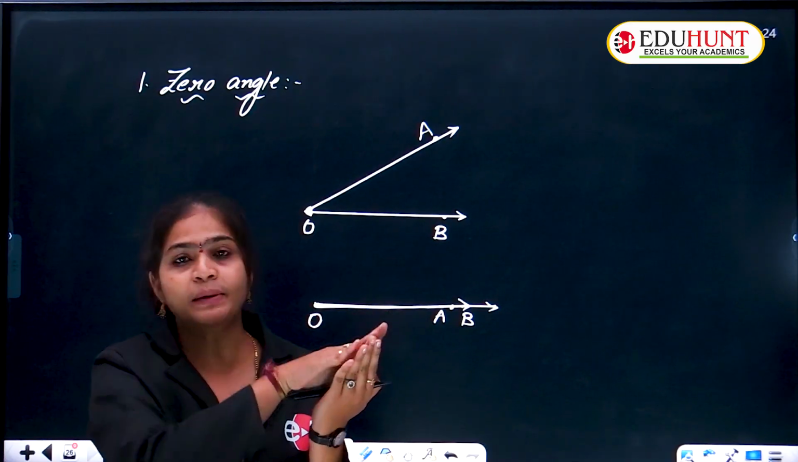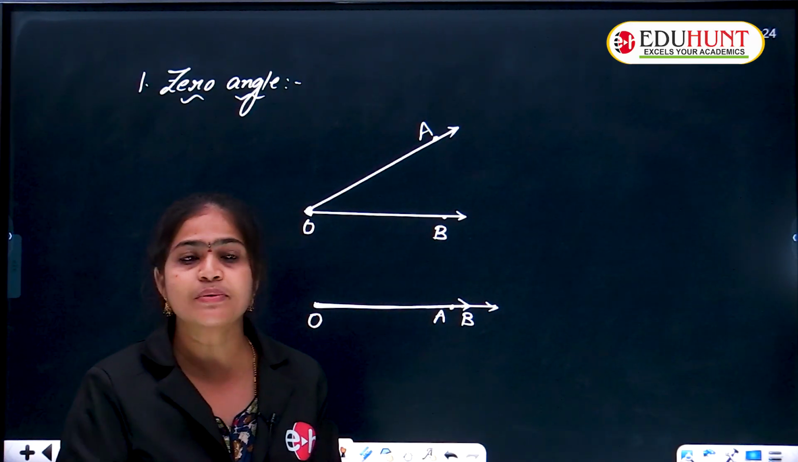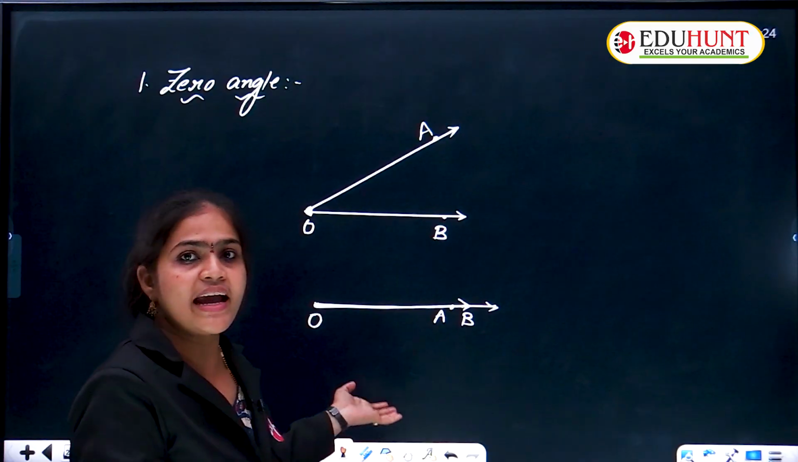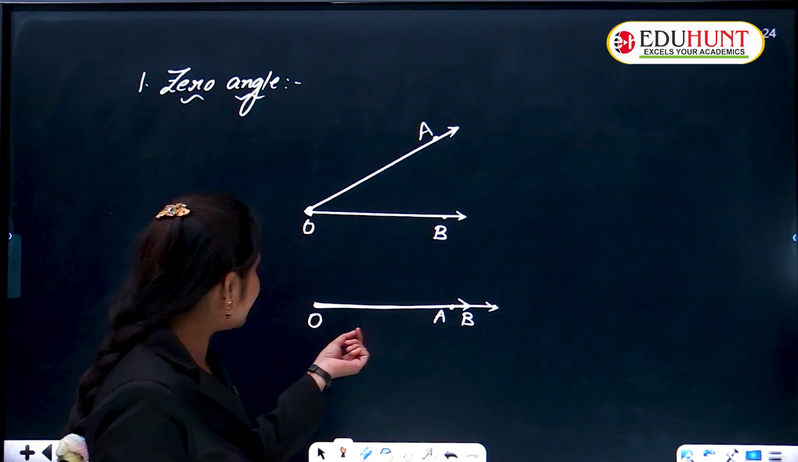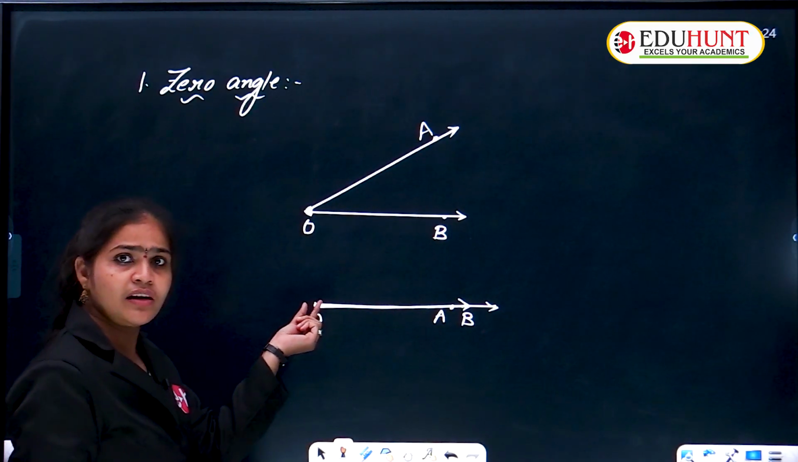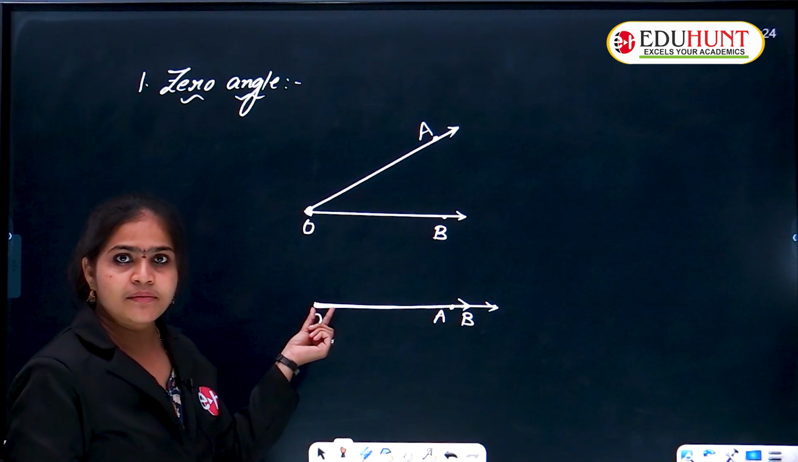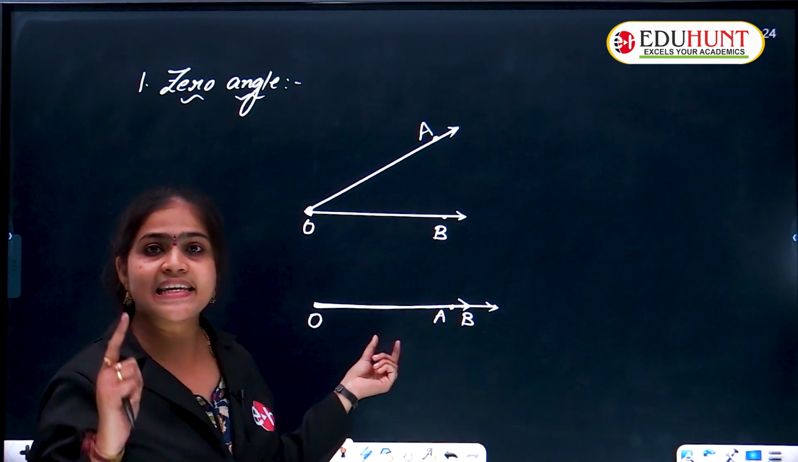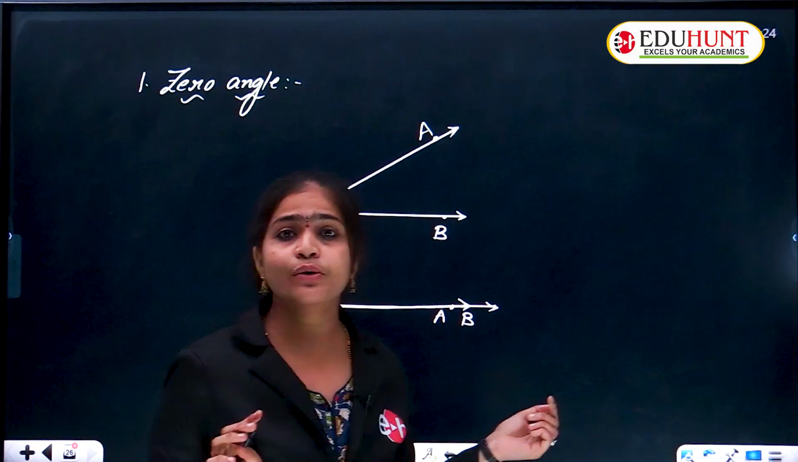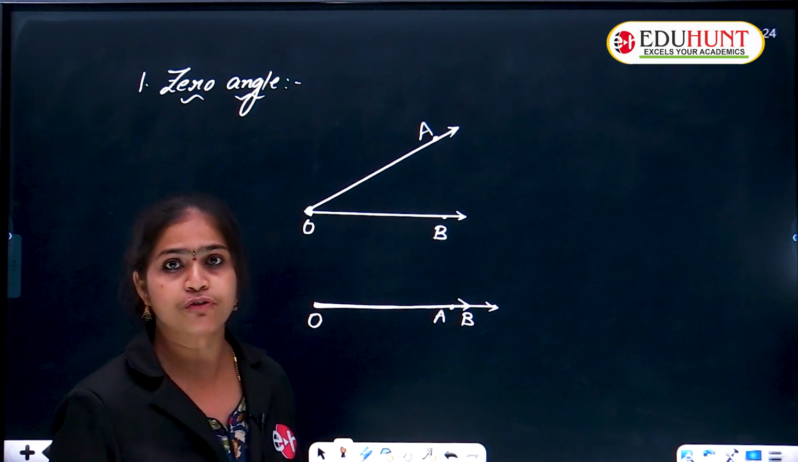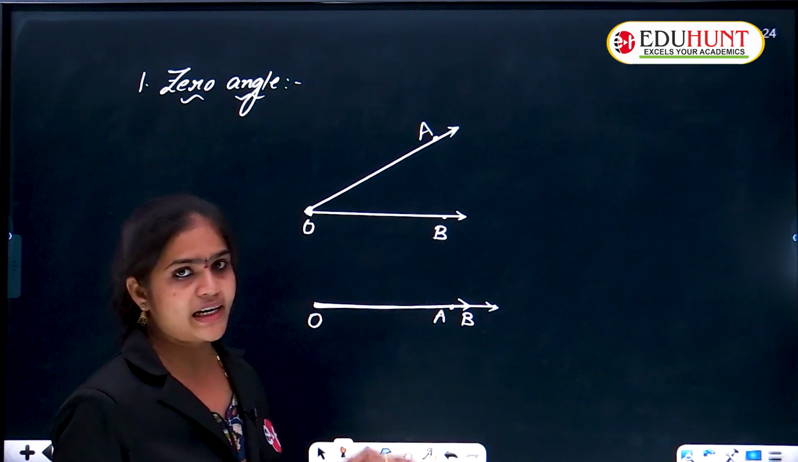In that middle, is any place there? There is no place. That's why there is no reason, meaning no angle will be formed here. Can we observe any angle here? We cannot observe any angle here. That's why we will call this one a zero angle. Zero angle means 0 degrees. So there is no angle formed in between these two rays.